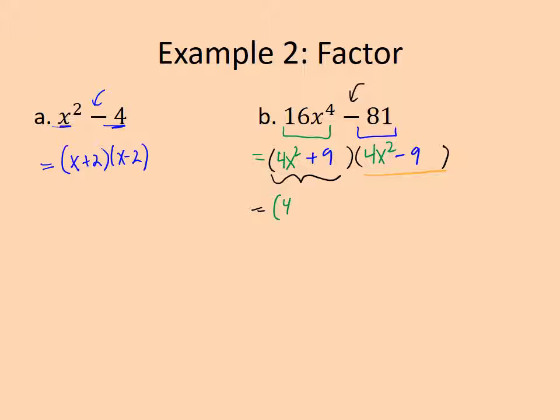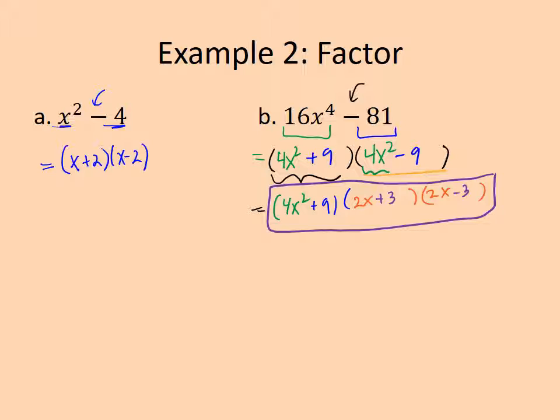So this stays the same. So we have 4x squared plus 9. But for this one, the square root of 4x squared is 2x. So we have a 2x, and the square root of 9 is 3. So we have a positive 3 and a minus 3. That is factored completely now.